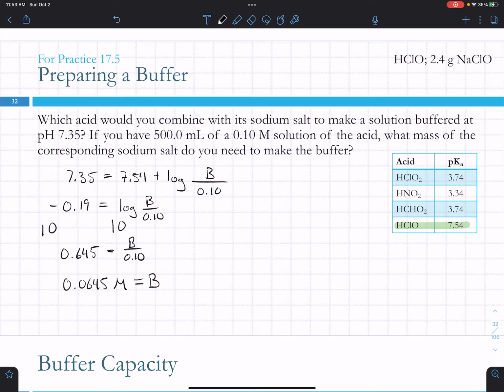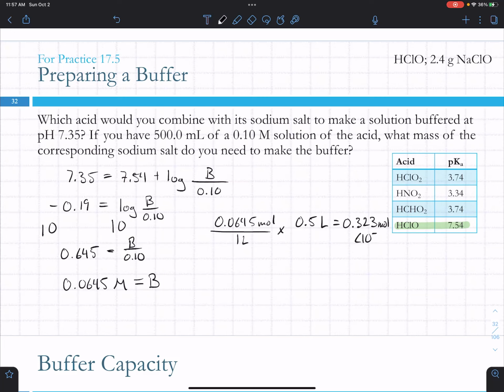So now that we have molarity, remember molarity is moles over liters. So moles over 1 liter. So if I multiply this by 0.5 liters, it's just taking 500 milliliters and converting it to liters. That's going to give us, we need 0.323 moles of ClO minus.